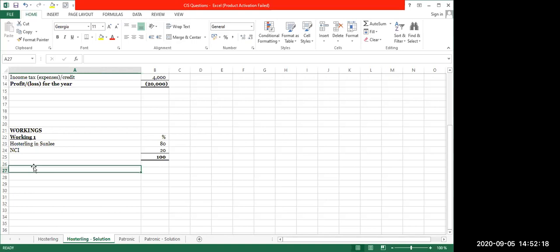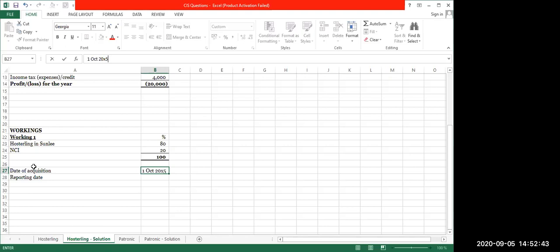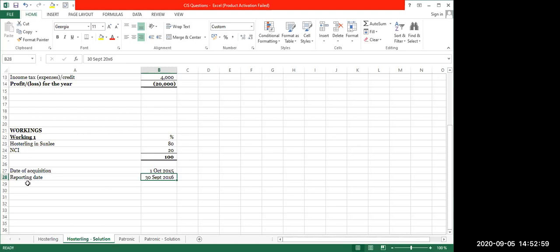Immediately after doing that, it's always advisable to quickly fish out the date of acquisition because there could be what they refer to as acquisition during the year, and you fish out the reporting date. The reporting date can easily be determined from the requirement. Sunly was acquired on 1st October 2005, and the reporting date is 30th September 2006. This simply means that this was not an acquisition during the year. Instead, the acquisition took place at the beginning of the year, so we will not be too bothered about the principles that come with acquisition during the year. If it was, the results of Sunly would be prorated line by line.